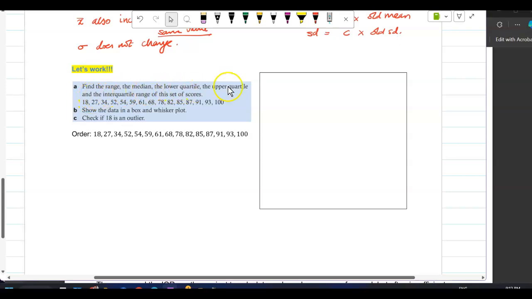Find the range, median, lower quartile, upper quartile, and interquartile range for this set of data. Let's do this, all in like 2 seconds.